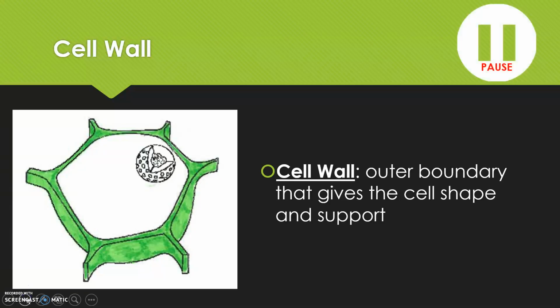Pause this screencast and use your green colored pencil to shade the cell wall on your slip. Also, copy down the job of this cell part as it appears on the slide.